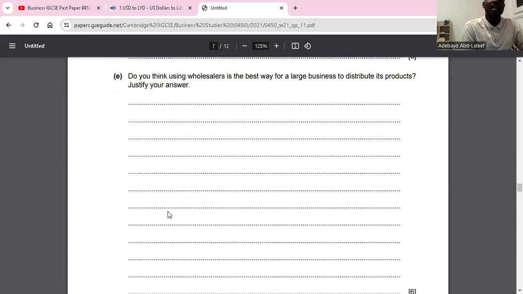Do you think using wholesalers is the best way for large businesses? It's based on the following reasons. One, it allows a business to sell goods to a larger customer base, which might in turn increase revenue.